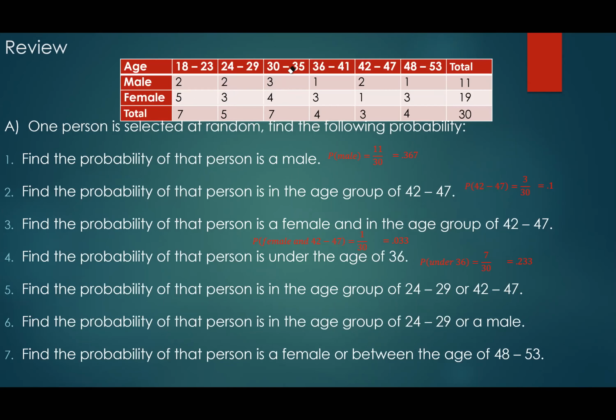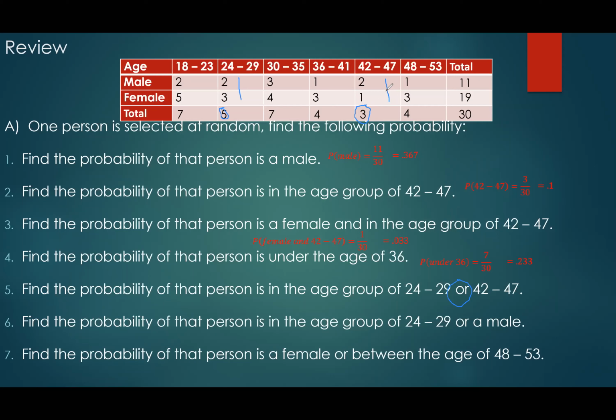So now looking at this item, when you see the word "or," you ask yourself, is this a mutually exclusive event or not a mutually exclusive event? This is the question: we select one person. What is the probability that we select a person in this age group or a person in this age group? The total of this age group is 5 and the total of this age group is 3.